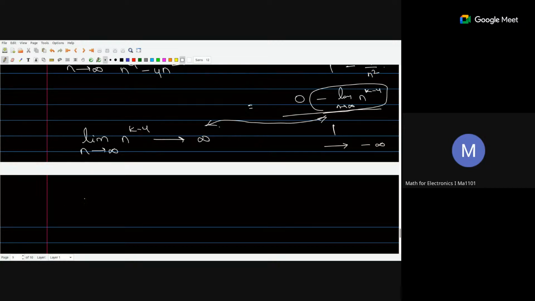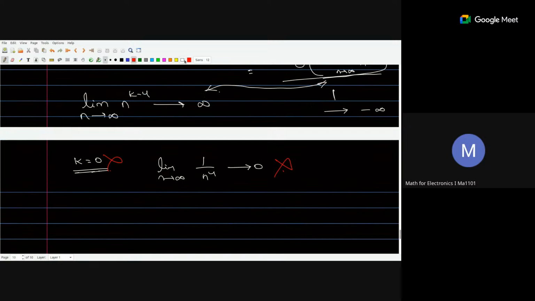Let me start taking k values, starting with 0, by trial and error. If k is 0, the limit as n tends to infinity of n power minus 4, which I can also write as 1 by n power 4, goes to 0. But I want this to go to plus infinity, so k equals 0 is not the required solution.